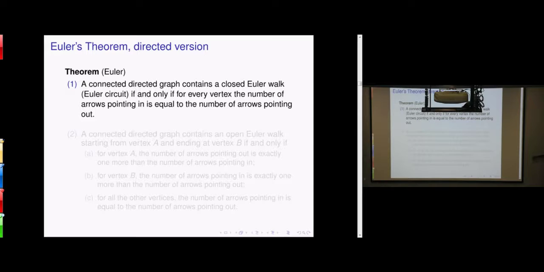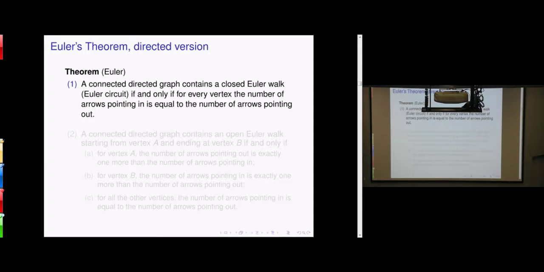People sometimes use in degree and out degree. The number of edges coming in is the in degree of the vertex. The number of edges coming out is called the out degree. So this theorem says a directed graph has an Euler circuit if and only if at every vertex the in degree equals the out degree.